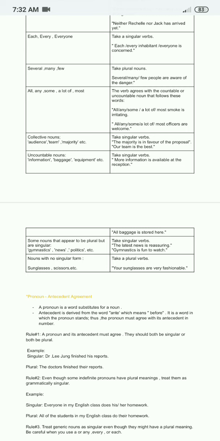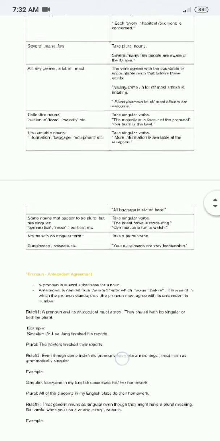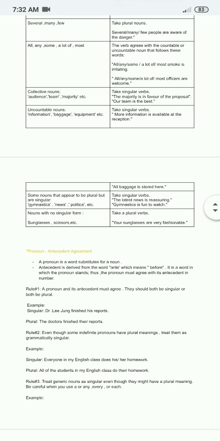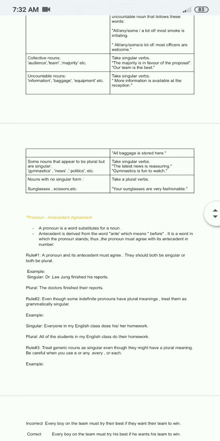Collective nouns take singular verbs, like audience, team, majority, etc. Here are the examples. The majority is in favor of the proposal. The other one: Our team is the best. Uncountable nouns take singular verbs, like information, baggage, equipment, etc. Example: More information is available at the reception. The other one: All baggage is stored here.